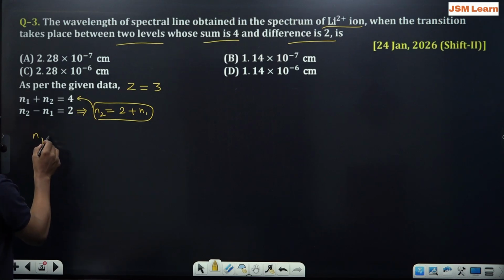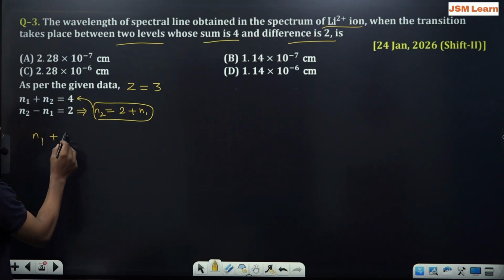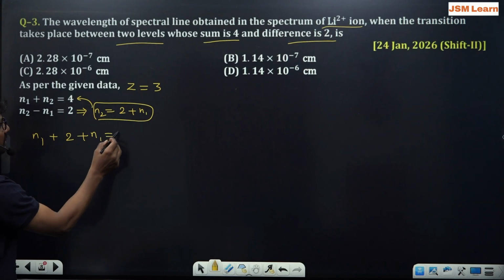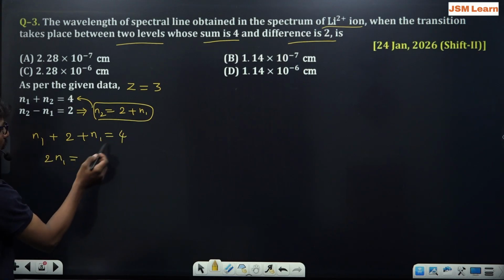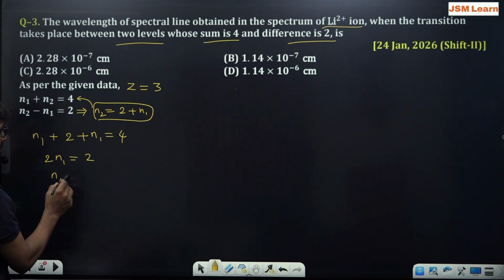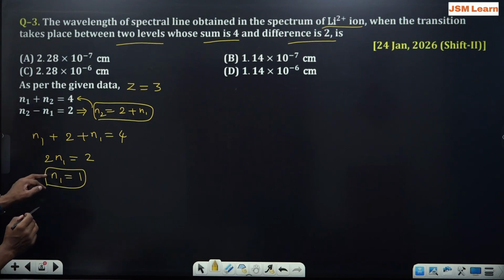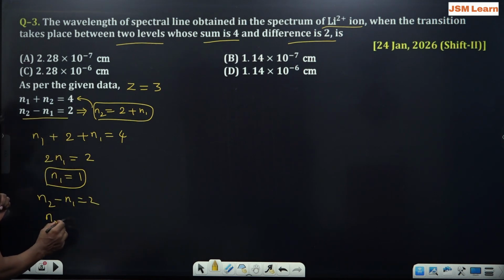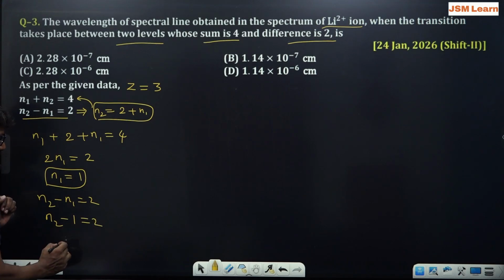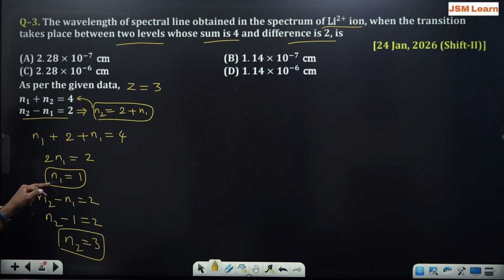So N1 plus, in place of N2, 2 plus N1 is equal to 4. So from this, 2N1 is equal to 4 minus 2, which is 2. That means the N1 value will be what? 1, we got. So on substituting this N1 value in the second one, what are we going to get? N2 minus N1 is equal to 2. N2 minus 1 is equal to 2. That means the N2 value is what? 3. We got the N1 value as 1 and the N2 value as 3.